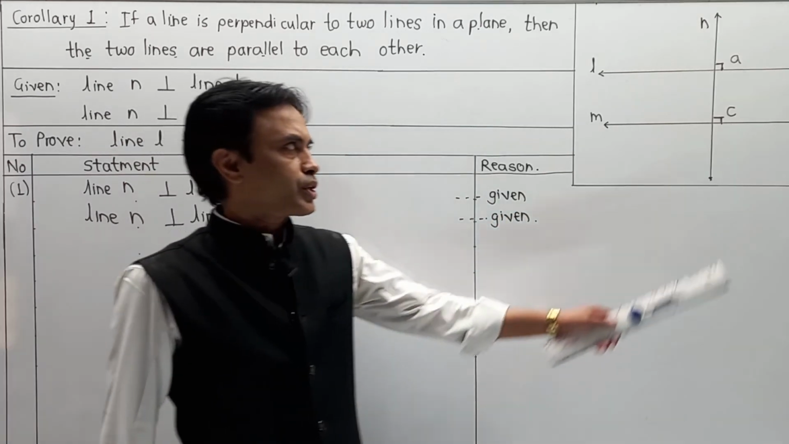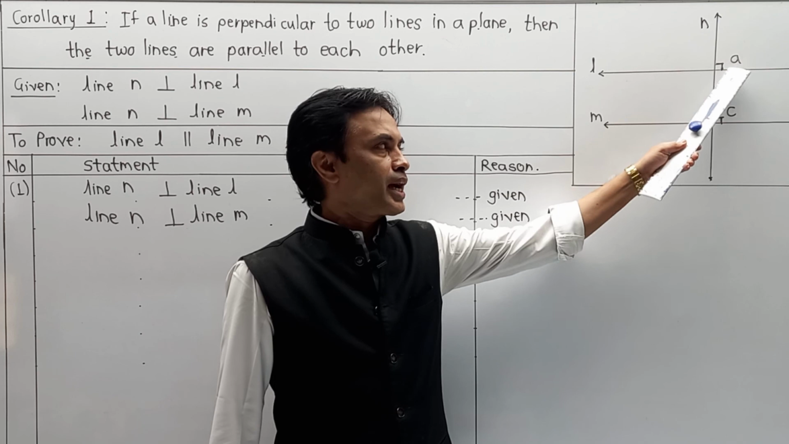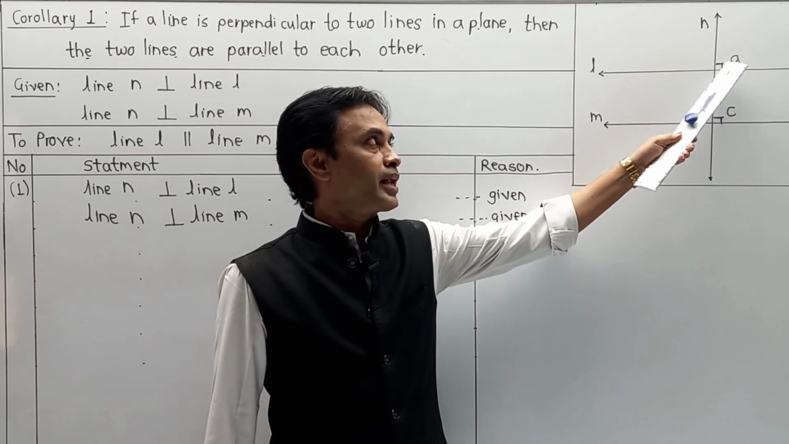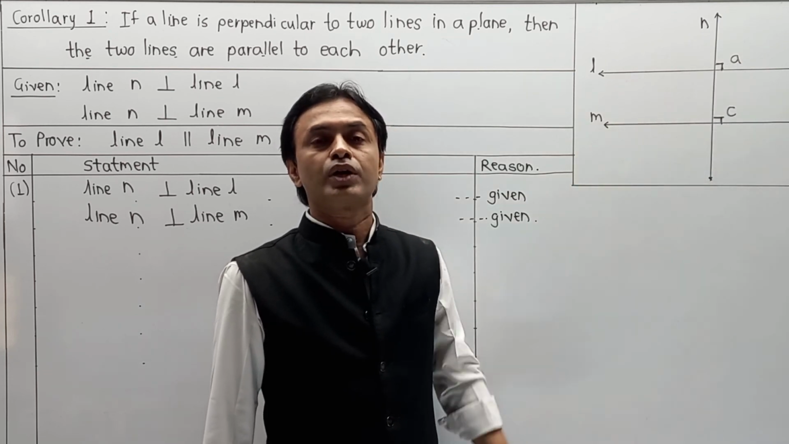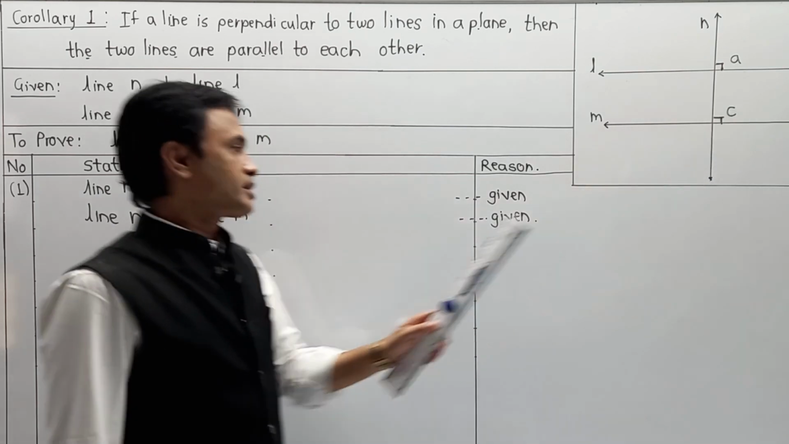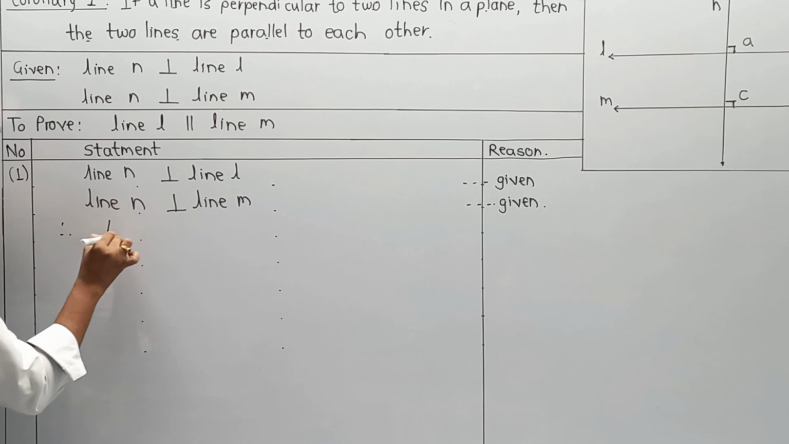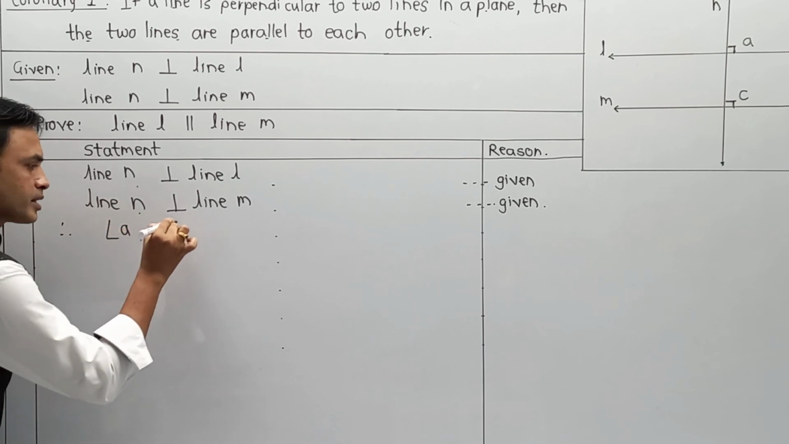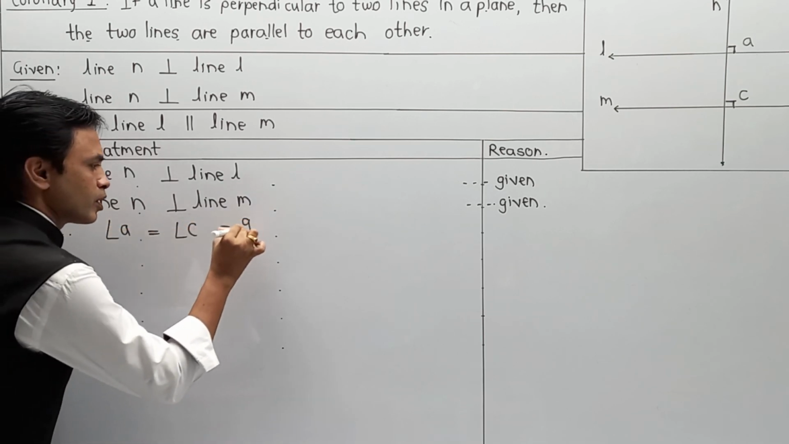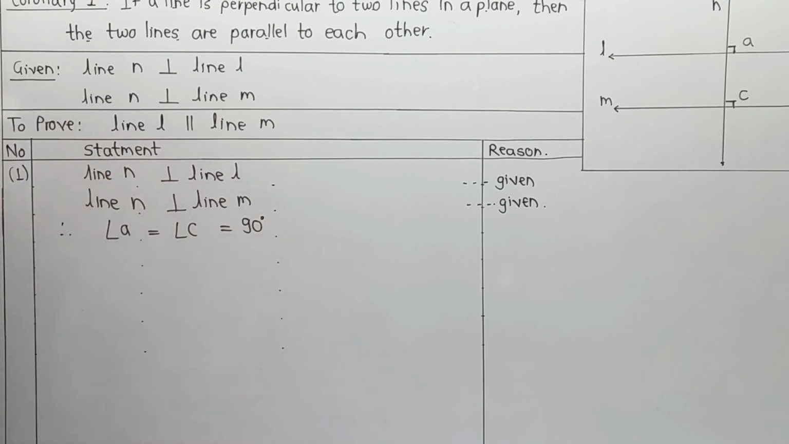Now due to this, two angles get formed, angle A and angle C, and naturally angle A and angle C both are 90 degrees. So giving the explanation over here, therefore angle A is equal to angle C is equal to 90 degrees, or you can say each is a right angle. But angle A and angle C are nothing but corresponding angles formed by a transversal N. So I am going to explain that part.